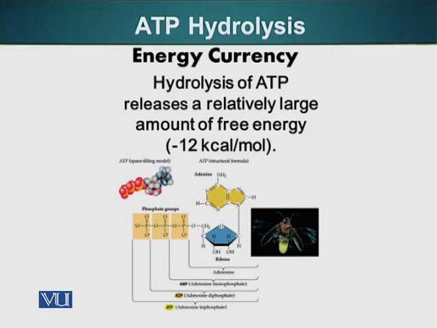The structure of the ATP molecule is on the screen. You can see there are 3 phosphate groups attached to each other, attached to the ribose sugar, which is attached to adenine. This whole molecule we've already seen in one of our previous modules. ATP hydrolysis releases minus 12 kilocalories per mole. That's a huge amount of energy. This energy can be used to make the processes that require energy feasible.